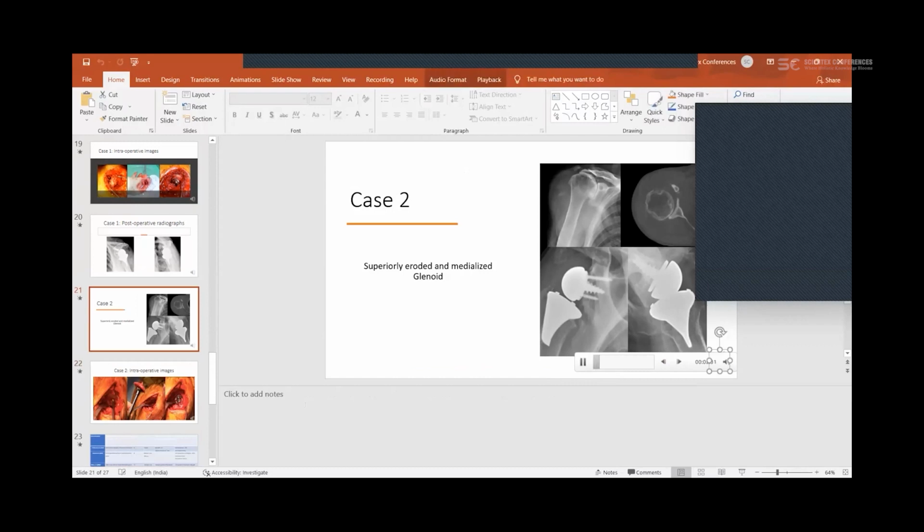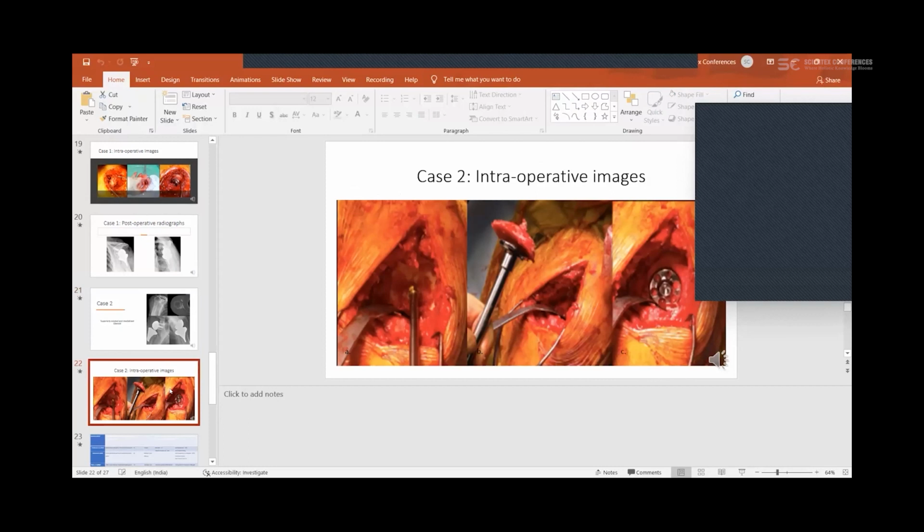In a second case, you see the pre and post-operative findings here on the screen, and what you see is there's a lot of superior erosion and medialization of the glenoid preoperatively, and then the post-operative radiological findings following the reverse prosthesis implantation. These were the intraoperative findings for this patient, as you can see.